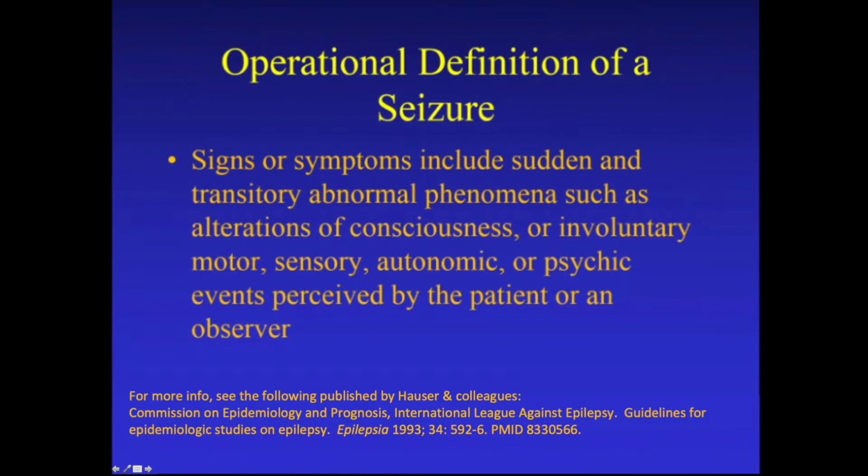But we need to have an operational definition, because you can't study anything clinical unless you can define what you are going to study. And so we will call a seizure the signs or symptoms including sudden transitory abnormal phenomena, such as alteration of consciousness or involuntary motor, sensory, autonomic, or psychic events perceived by the patient or an observer. So you need not only to have a conception, but you need to have something that you're going to be looking for. And I think that this probably covers pretty well what you would be looking for in terms of a seizure.